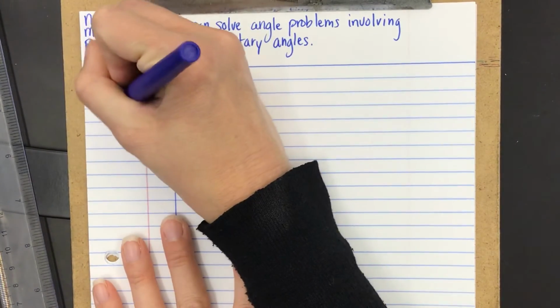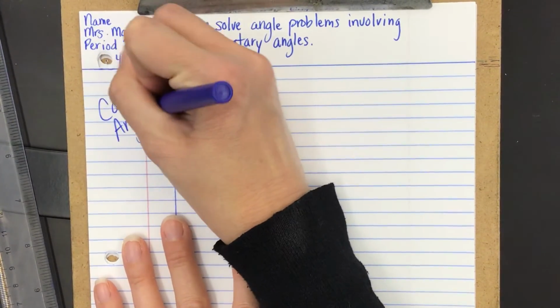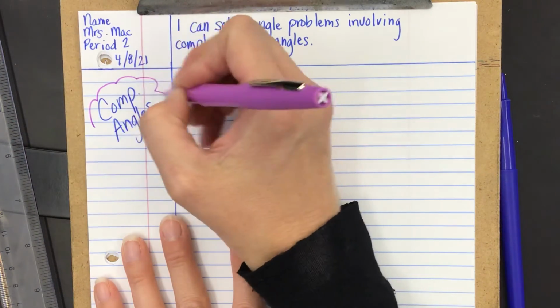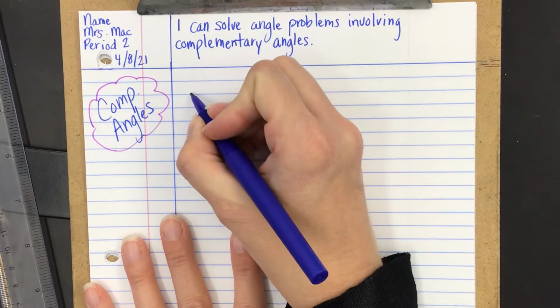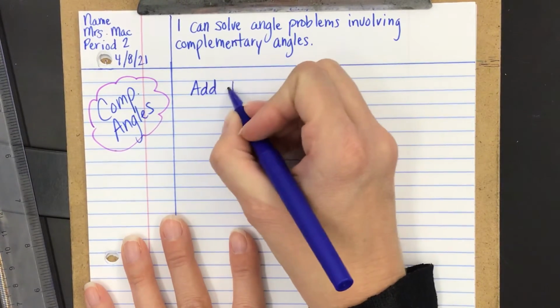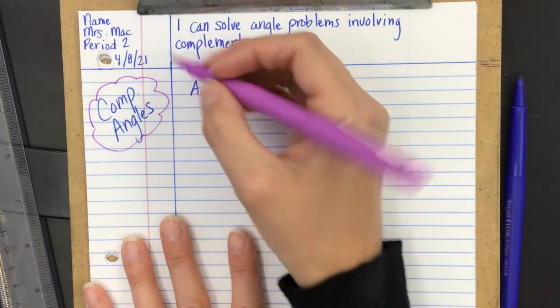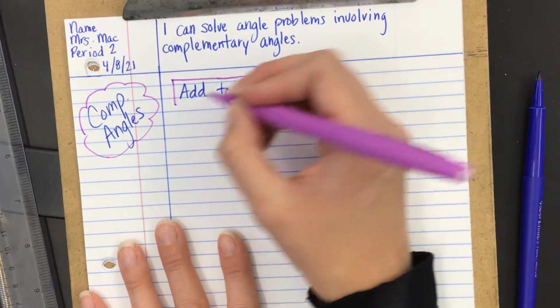So just one quick thing to remember about complementary angles, and I know that the definition is on your vocabulary sheet, but I just want to put it here in your notes too. The main point is that all complementary angles add to 90 degrees. If you can remember that, you will be good to go.